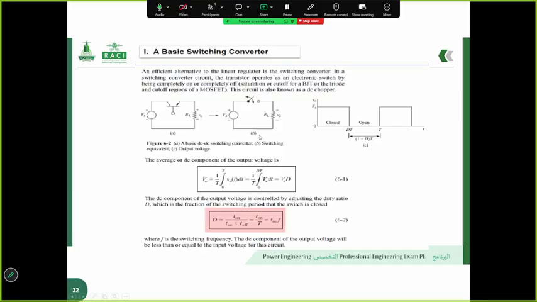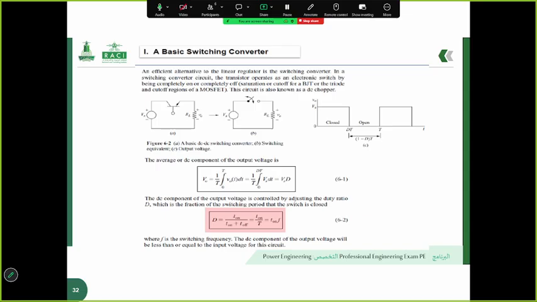Okay, this slide presents the fundamental concept of a basic switching converter as an efficient alternative to linear regulators. In this circuit, the transistor operates as an electronic switch, toggling between fully on and fully off states, which significantly reduces power losses and improves efficiency.